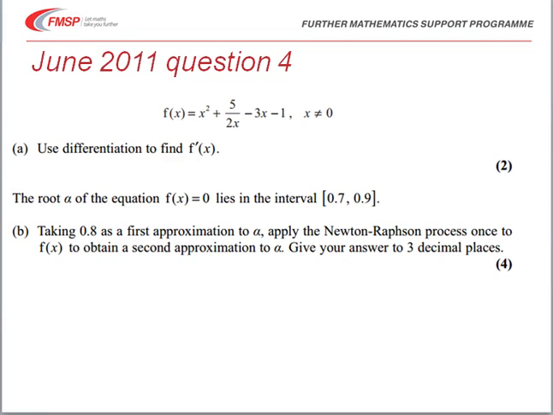The question starts by giving us a function f(x) equal to x squared plus 5 over 2x minus 3x minus 1. The first part of the question asks us to differentiate to find f dashed x. We're then told that the root alpha of the equation f(x) equal to 0 lies in the interval 0.7 to 0.9, and we're asked to take 0.8 as a first approximation to the root alpha and use the Newton-Raphson process once to obtain a second approximation, giving the answer to 3 decimal place accuracy.